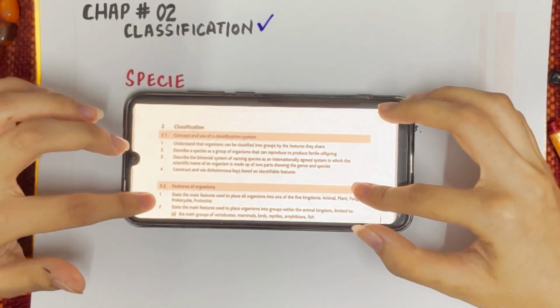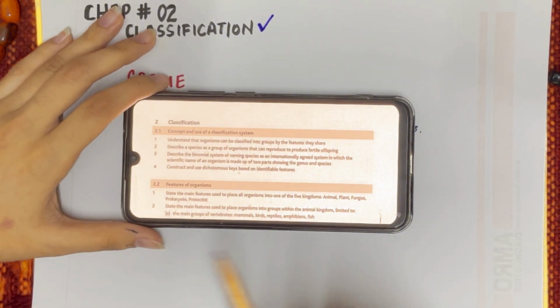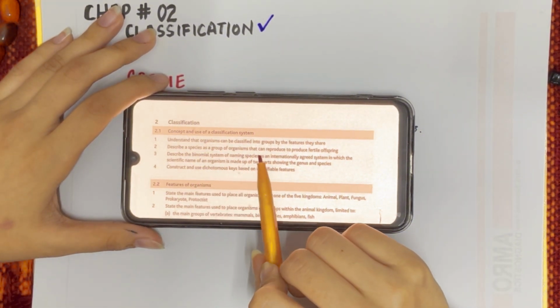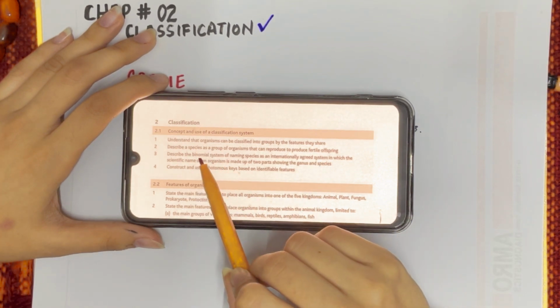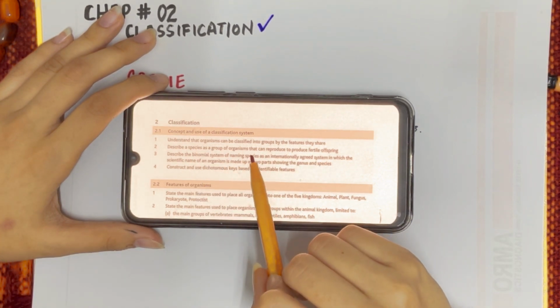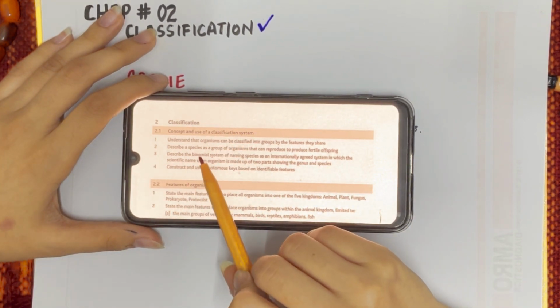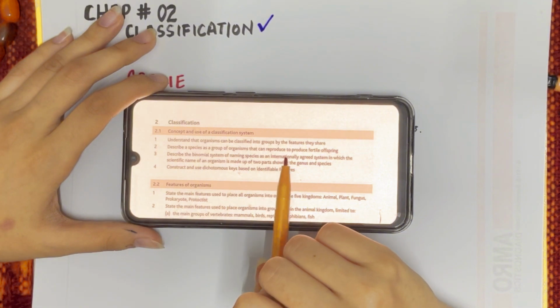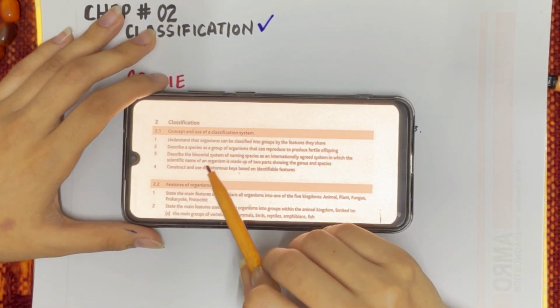Firstly, we are going to discuss 2.1, of course, because it consists of 4 pointers that say: understand that organisms can be classified into groups by the features they share, and describe a species. This is a very common one that has often been asked in O-level MCQ-based questions: describe a species as a group of organisms that can reproduce to produce fertile offspring. So we will be discussing what is a species.